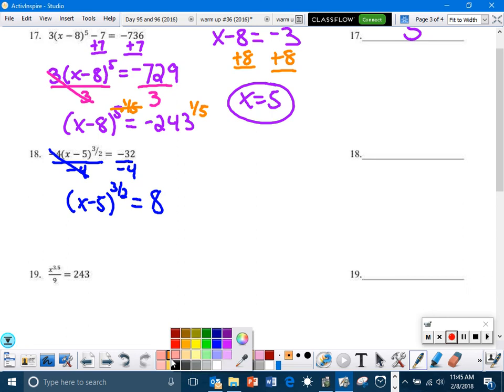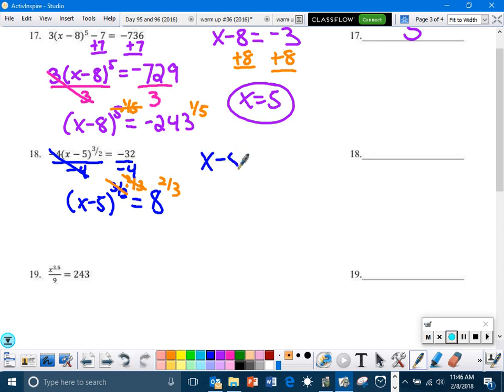Okay, now we're going to get rid of the 3 over 2, and again, the top number, the 3, is odd, so there's only going to be one answer. So I'm going to get rid of the 3 over 2, and I'm going to do 2/3. So I am left with x minus 5 equals 8 to the 2/3 power, which is 4. Add 5, and x equals 9.